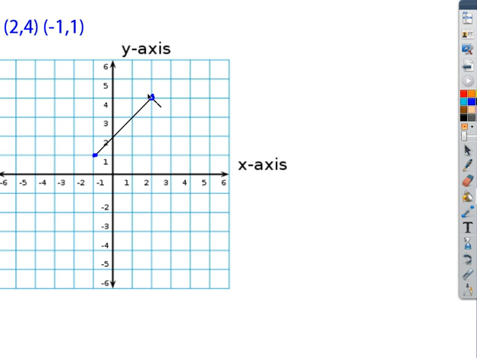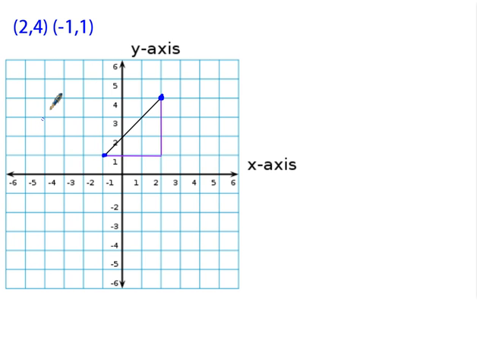I can't simply count the boxes because the line goes through the boxes diagonally. However, I can go sideways along the boxes and vertically along the boxes to make a right triangle, and this side is 3 long, this side is 3 long.